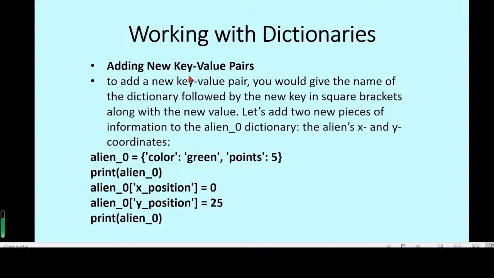So you can add new key-value pairs to a dictionary. To add a new key-value pair, you give the name of the dictionary followed by the new key in square brackets, along with the new value. So let's add 2 new pieces of information to the alien 0 dictionary: the alien's x and y coordinates. This original dictionary has 2 key-value pairs. Then we can add new key-value pairs: x position equals 0 and y position equals 25.